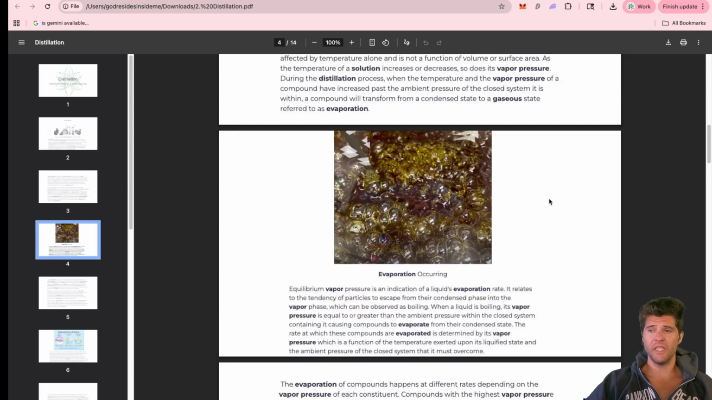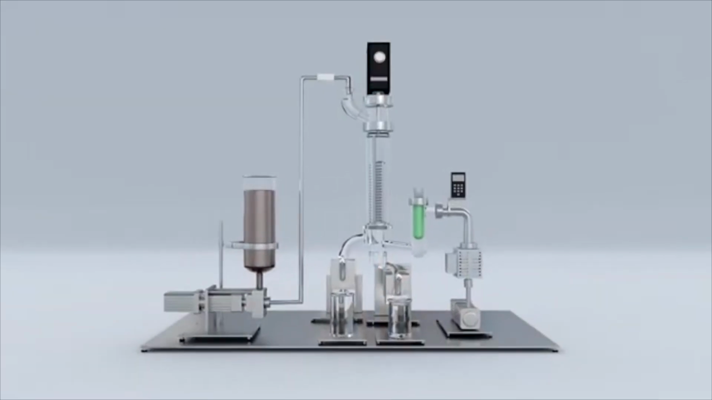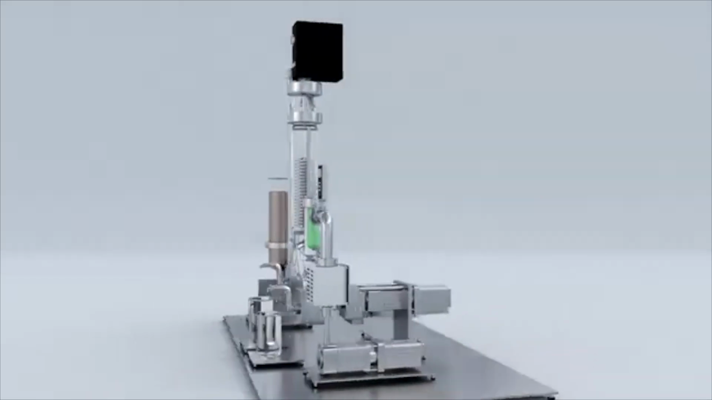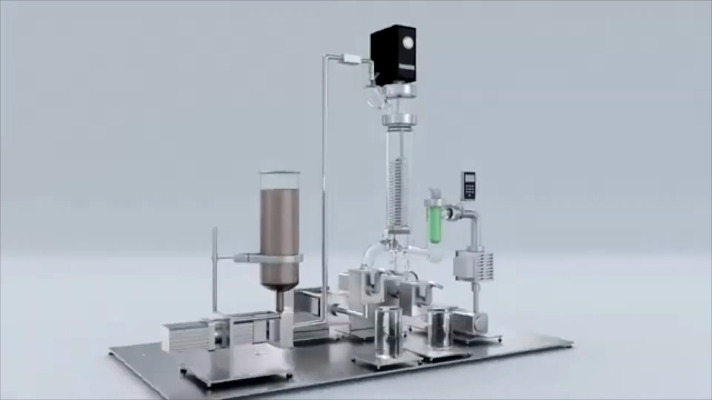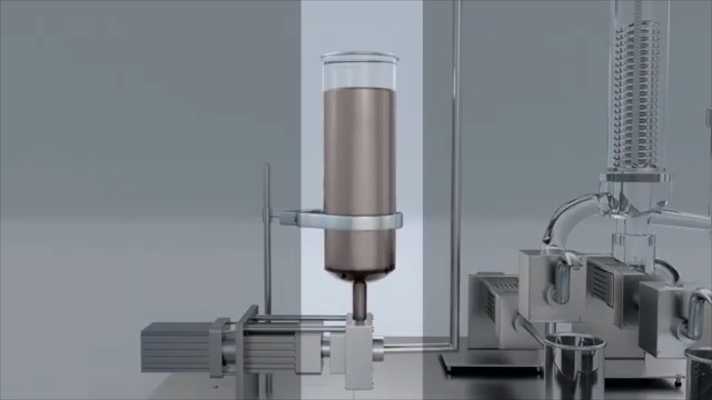Equilibrium vapor pressure is an indication of a liquid's evaporation rate. It relates to the tendency of particles to escape from their condensed phase into the vapor phase, which can be observed as boiling. When a liquid is boiling, its vapor pressure is equal to or greater than the ambient pressure within the closed system containing it, causing the compounds to evaporate from their condensed state. The rate at which those compounds are evaporated is determined by vapor pressure, which is a function of the temperature exerted upon its liquefied state and the ambient pressure of the closed system that it must overcome.